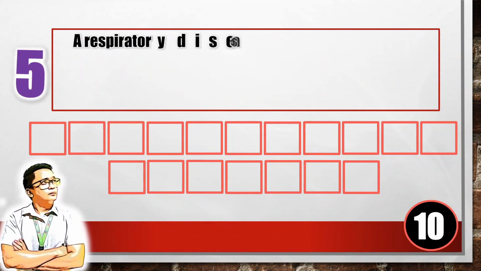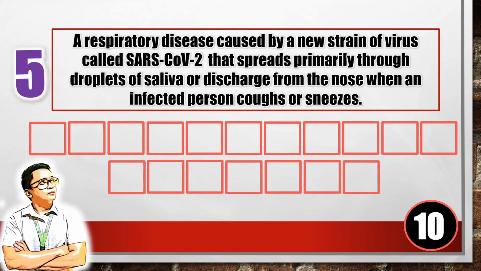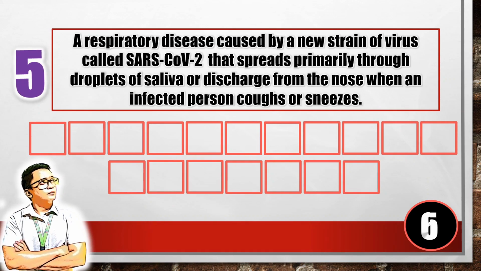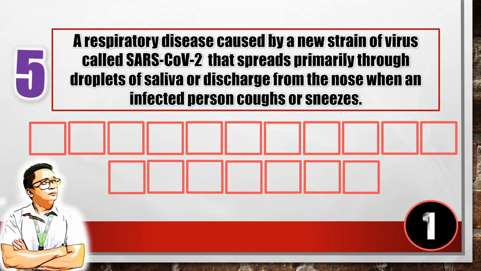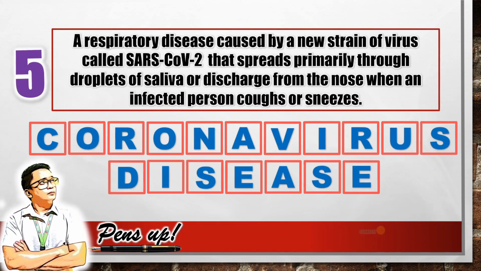Number 5. A respiratory disease caused by a new strain of virus called SARS-CoV-2 that spreads primarily through droplets of saliva or discharge from the nose when an infected person coughs or sneezes. Your timer starts now. Hands up. The correct answer is coronavirus disease.